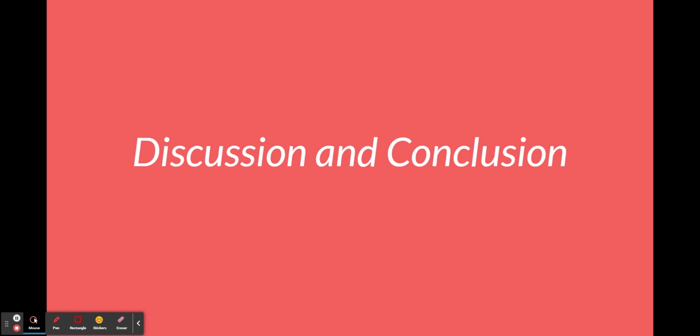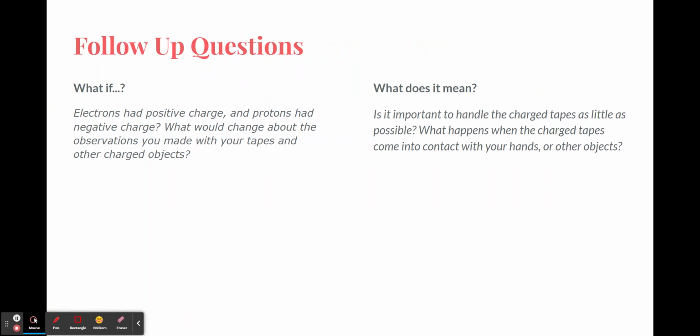So, discussion and conclusion. What if electrons had positive charge and protons had negative charge? Well, in this situation, the direction of the fields would change, but overall, the simulation would remain the same, since the charges are flipped, the tapes would still repel as they would have the same charge.